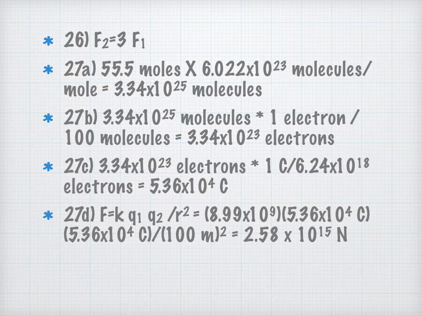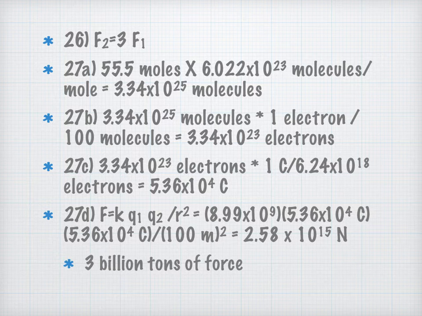So the force equals K, Q1, Q2 divided by R squared. I left off the absolute value signs for my convenience. Theoretically, they should be there. So 8.99 times 10 to the 9th, that's K. Both the water and the electrons have a charge of 5.36 times 10 to the 4th coulombs. And then we divide that by the distance between them. We go back to the problem, and it tells us that they are 100 meters apart. I didn't put a decimal point on there, but that is 3 sig digs. Square that, and if you punch that through your calculator, you should have gotten 2.58 times 10 to the 15th newtons. And my answer key points out that that is 3 billion tons of force.